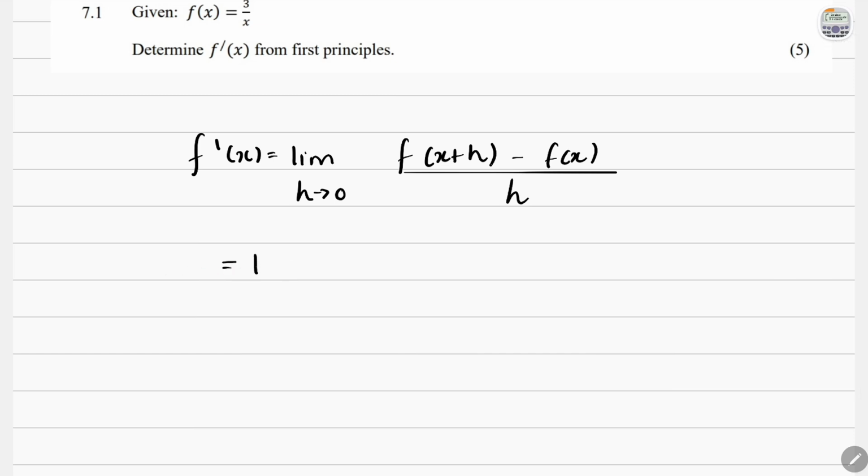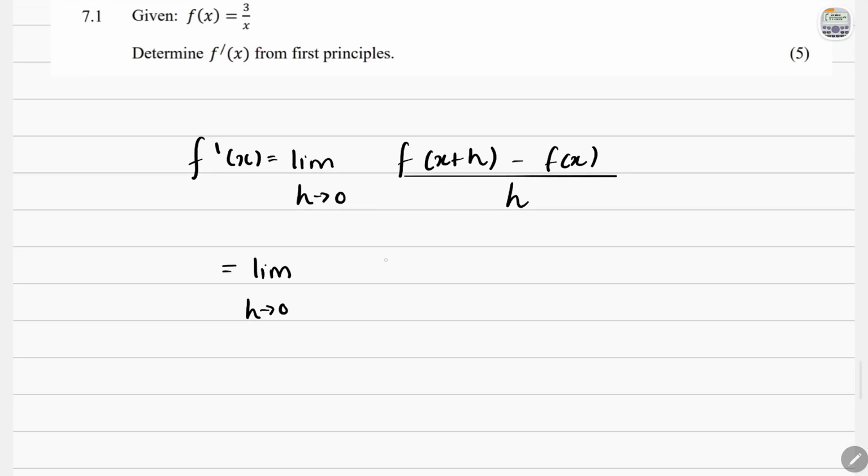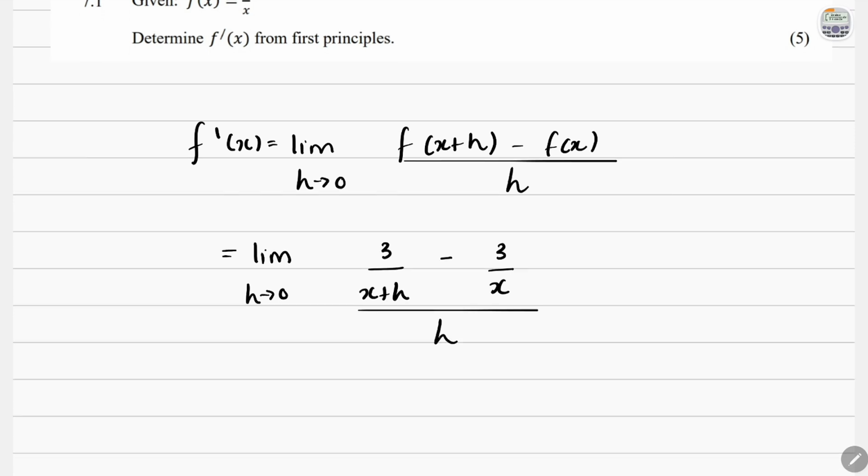So this is equal to the limit as h approaches 0. And so f of x plus h, to find this, wherever we see x, we just replace it with x plus h. So this now becomes 3 over x plus h, minus f of x, which is 3 over x. And all of this is divided by h.